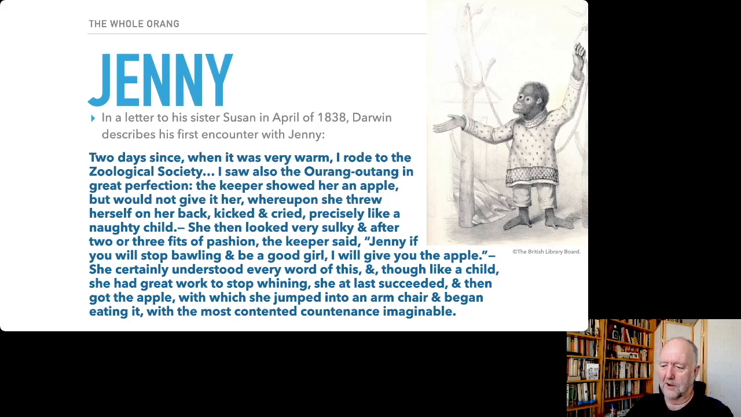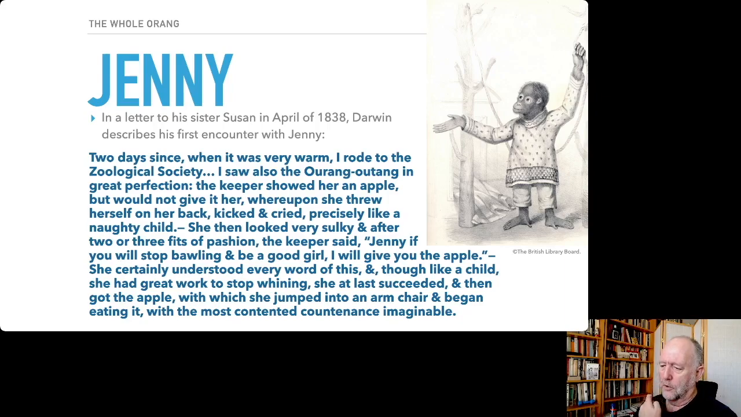most contented countenance imaginable." He spent a lot of time comparing the emotional and behavioural aspects of Jenny, and to a lesser extent Tommy, effectively at this point starts the discipline of comparative psychology, but he didn't develop it in great detail.